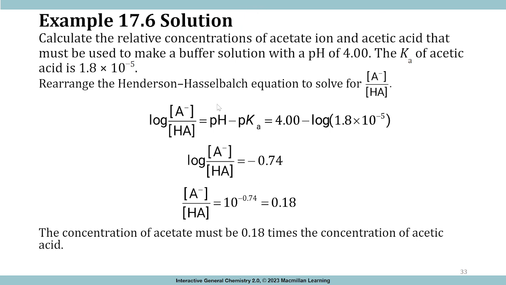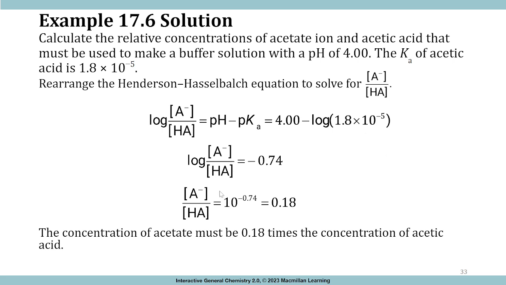So we take the Henderson-Hasselbalch and rearrange it. Our log of the ratio equals the pH minus the pKa. We plug in our pH of 4 that was given to us. The Ka was given to us, so we need to take the negative log of that, the negative log of 1.8 times 10 to the negative 5. That gives us the log of our ratio, which is negative 0.74.